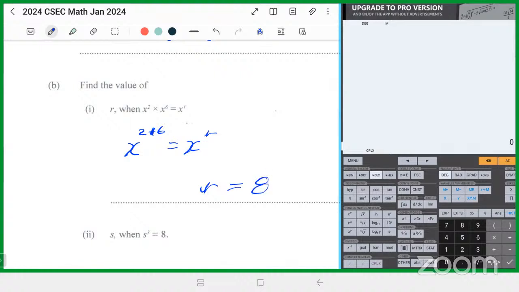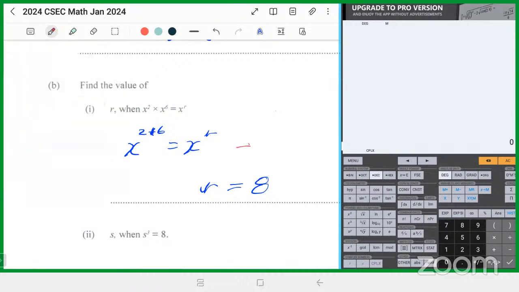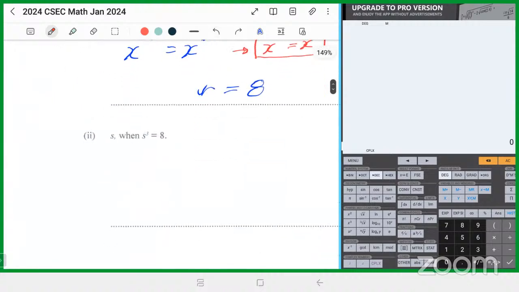All right, because this will end up becoming x to the 8 equal to x to the r. And so if that is the case, then naturally the 2 powers would have to be equal, right? Because the base is the same. So that is it. These easy things don't need much explanation.